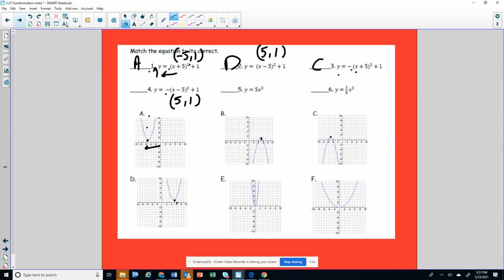Okay, and number 5. Number 5, key things to notice now. The coefficient A is greater than 1. So what does that tell you? You're going to have a skinny graph, a narrow graph, or a vertical stretch. So which one is that going to be? Well, that's E. And 1/5 is a fraction between 0 and 1, so that's going to give you what we call a compressed or wider graph, and that's F.